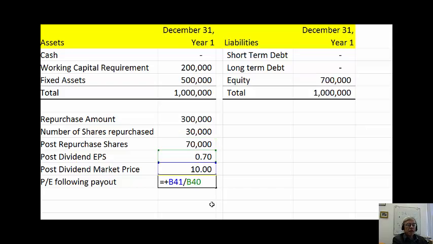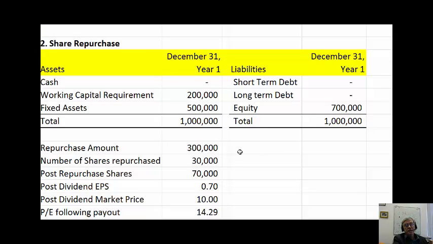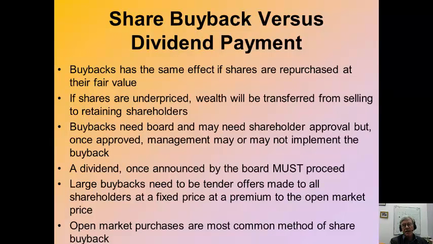So that leaves the PE ratio following the share buyback at 14.29, the same as the PE ratio of the dividend case. Note that the shareholders have the same value whether you use a dividend payout or a share repurchase. The dividend payout leaves all shareholders with $3 of cash and $7 of share value. The share repurchase leaves the exiting shareholders with $10 of cash and the remaining shareholders with $10 of shares. So all that's changed between the share repurchase and the dividend payout is the number of shares outstanding and the earnings per share. But in terms of the PE ratio, the value of the firm relative to its earnings stream, that has remained constant. So you can see that buybacks have the same effect as dividend payouts if the shares are repurchased at their fair value.